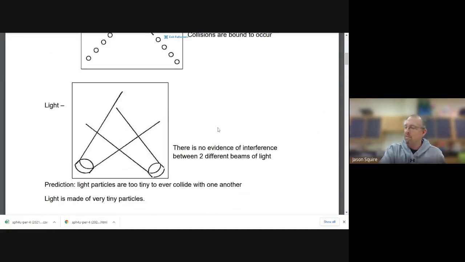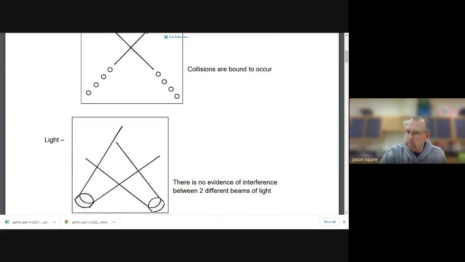Well, guess what? Light doesn't behave that way. And that's a problem, right? If we're trying to make this theory about light being a particle, then we need some explanation for why it will behave like a particle or why it doesn't. If you shine two beams of light, those beams will pass right through each other. Light will carry on unaffected by the other beam. So particle theorists came up with an explanation: these light particles must be so very tiny that they will never collide with each other. And it makes sense.